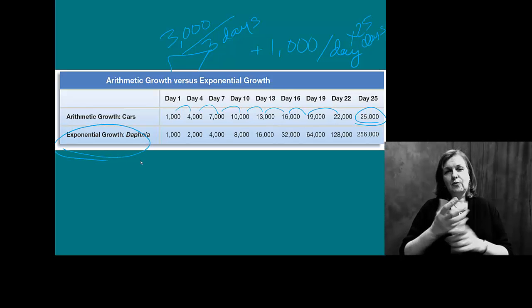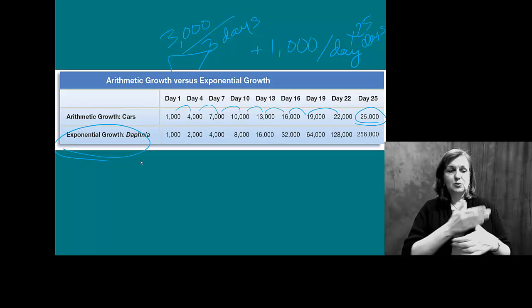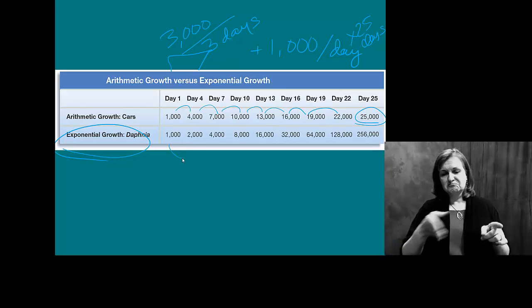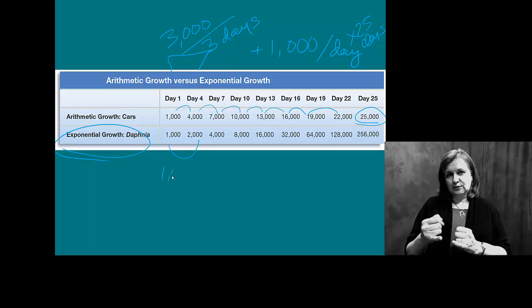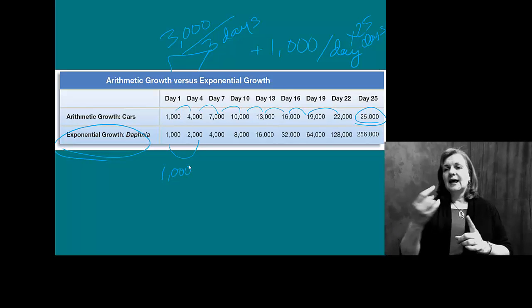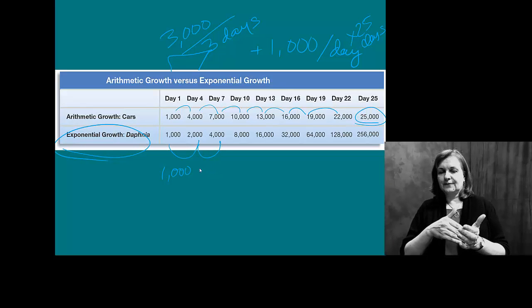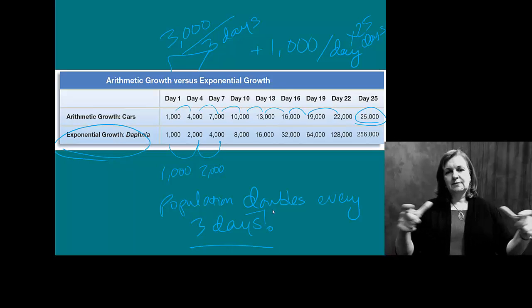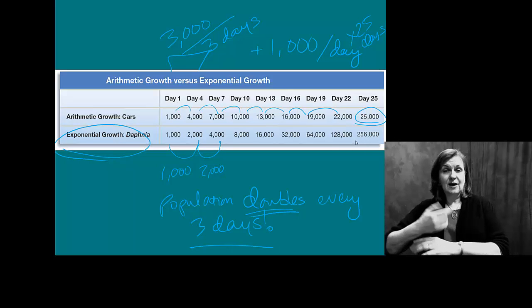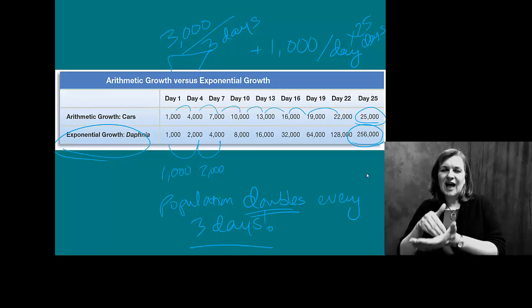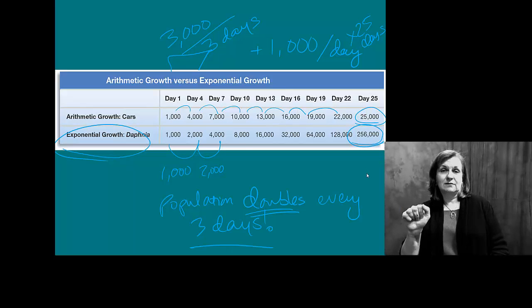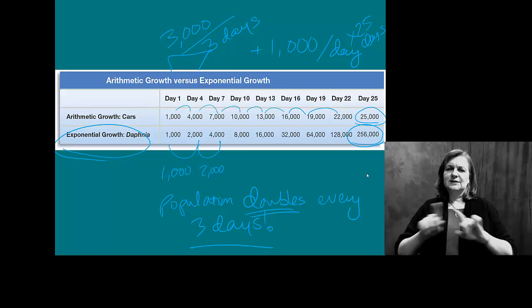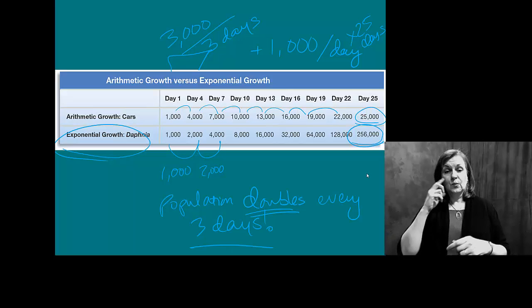Exponential growth, on the other hand, is what we see in a lot of populations, particularly the arthropods, invertebrates, organisms like that. So between day 1 and day 4, it's actually only added 1,000. But between day 4 and day 7, it adds 2,000. So if the population doubles every 3 days, by the time you get to 25 days, you actually have 256,000, in this case, Daphnia. Huge differences in population growth, right?